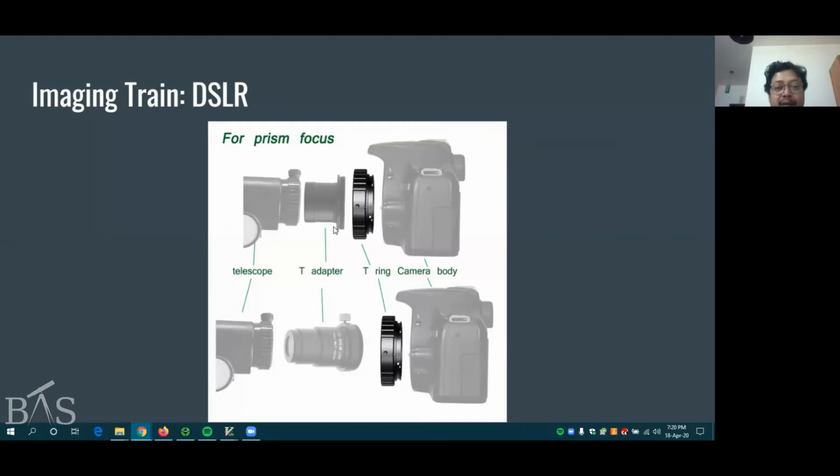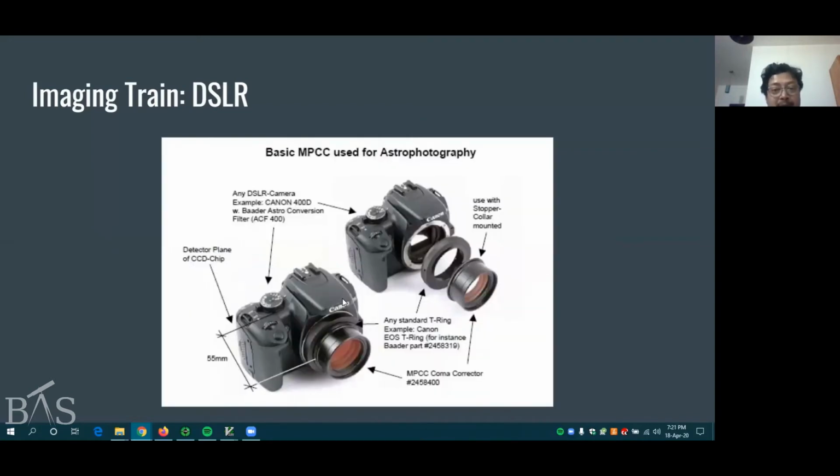If you're going to buy a coma corrector or flattener which is higher than 55 mm, then you need to think, how am I going to use the T-ring, which is 11 mm, and the Canon DSLR is 44 mm, and let's say this is a 60 mm back focus requirement, then you need to put a 5 mm spacer here somehow. So all these concepts taken together is known as imaging train.